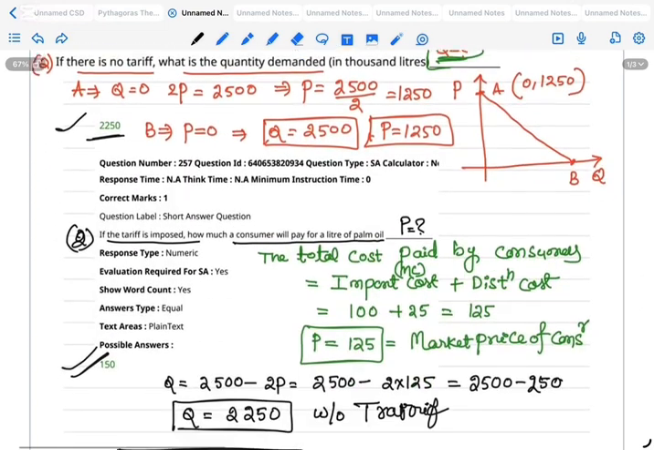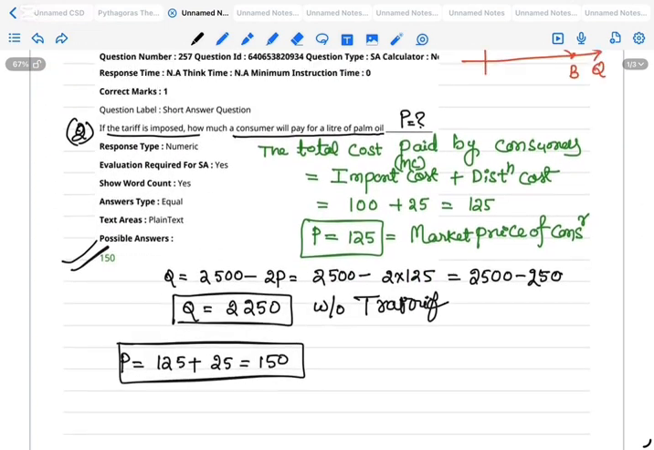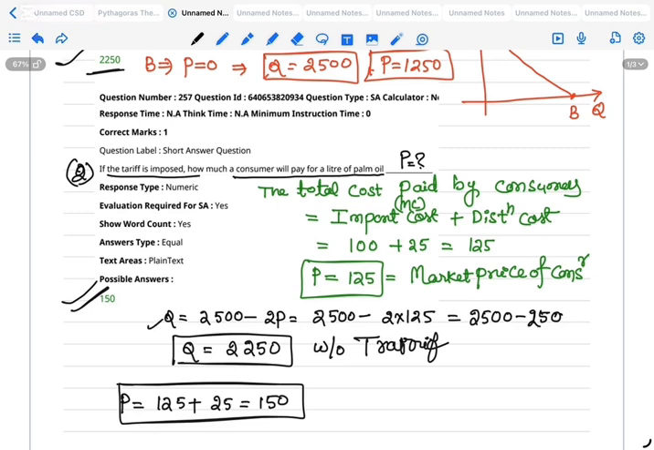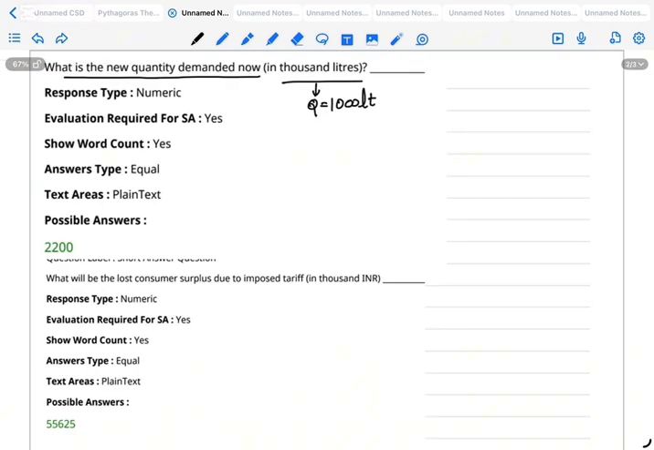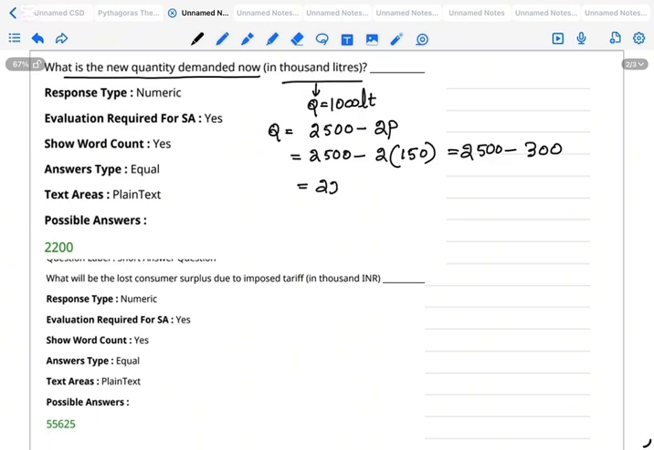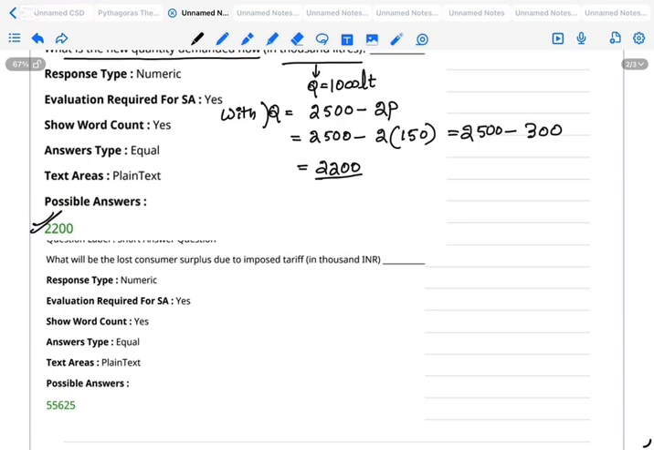If the tariff is imposed, the price is 150 rupees and the demand function is 2500 minus 2p. So the quantity Q equals 2500 minus 2 times 150, that equals 2500 minus 300. The answer is 2200 with the tariff.